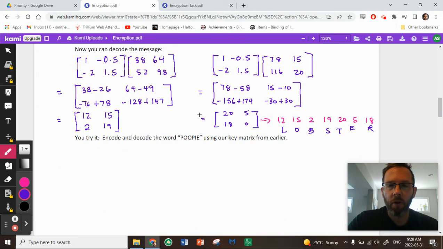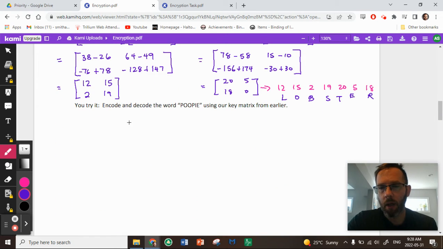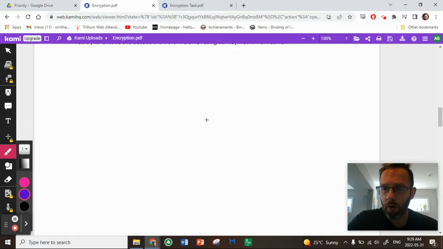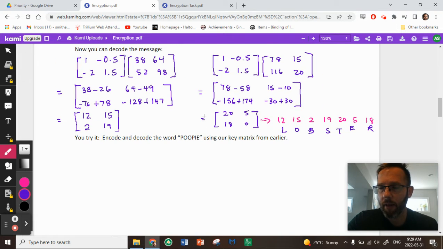All right, so I have another word for you guys to try. Asher chose this word. We are going to encode and decode the word poopy. And we're going to use the same key matrix from earlier just to save us some work. So we don't need to find the new inverse for that.